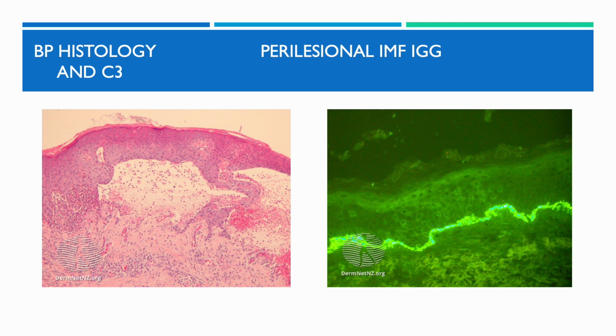What we do here is take a small punch biopsy from about a centimetre away from a blister and look to see if there are any immunoglobulins or immunoreactants present at the basement membrane zone. This is called perilesional direct immunofluorescence, and what we find in pemphigoid is a bright linear band of IgG or C3 at the dermoepidermal junction.